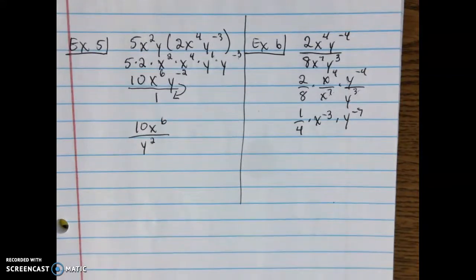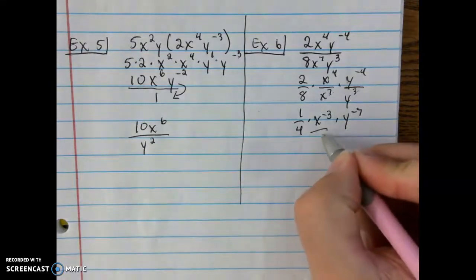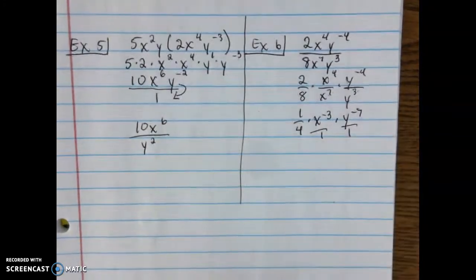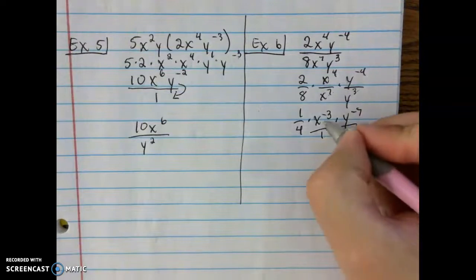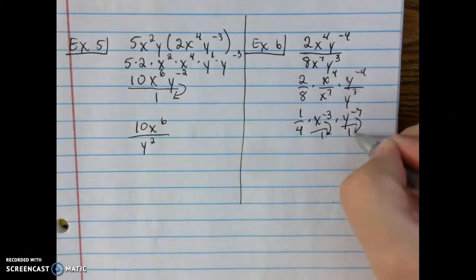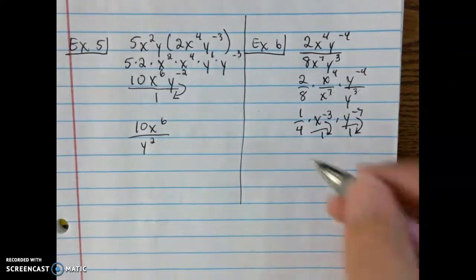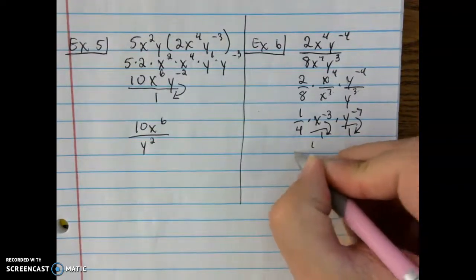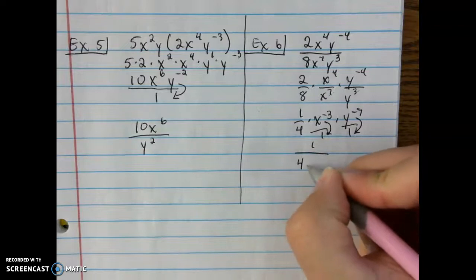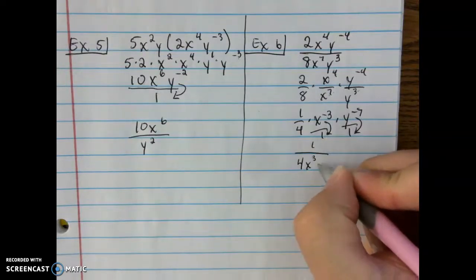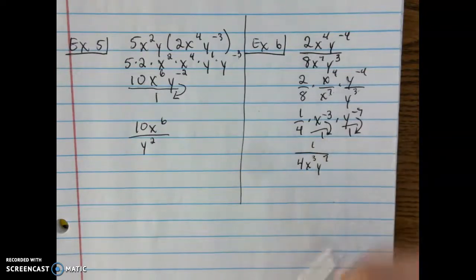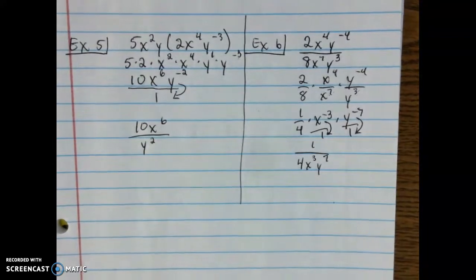Now again, if we want to make this into an expression where we have only positive exponents, we'll put this over 1 and this over 1. We'll move this and this down to make their expressions positive. So we end up with 1 over 4x cubed y to the 7th. And that's it.